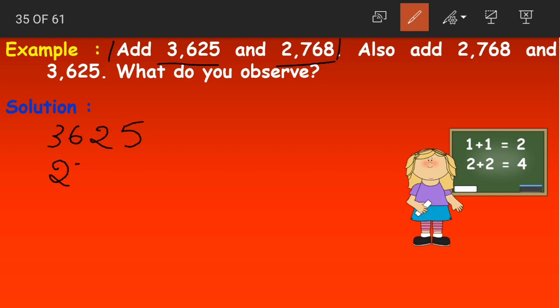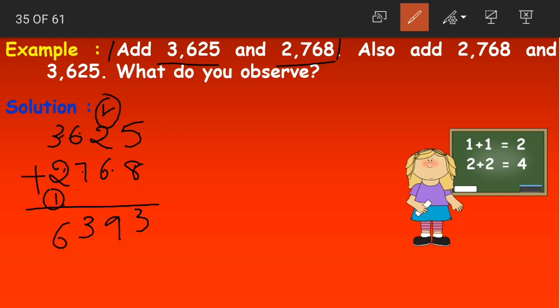3625 and 2768. When we add, 5 plus 8 becomes 13. 1 gets carried. 2 plus 1 plus 2 becomes 3. 3 plus 6 becomes 9. 6 plus 7 becomes 13. So 1 gets carried. 3 plus 2 becomes 5. 5 plus 1 becomes 6. We got 6393 as the answer. Now what are they saying?